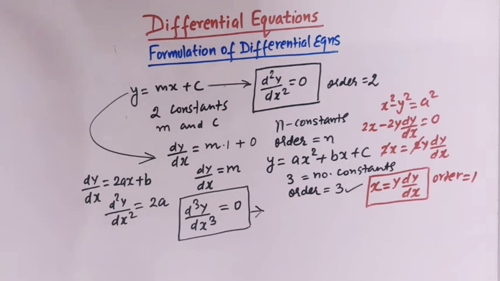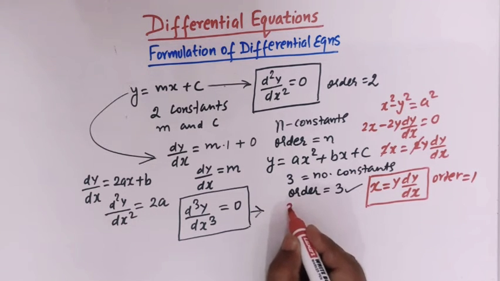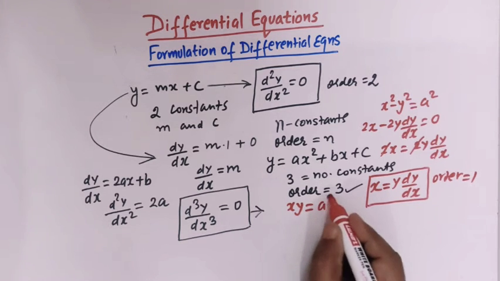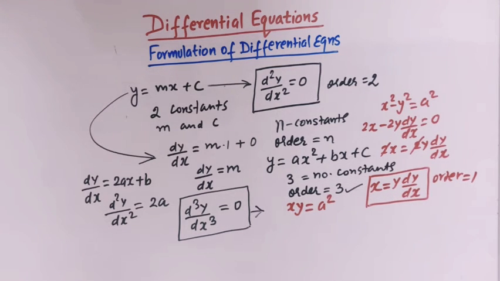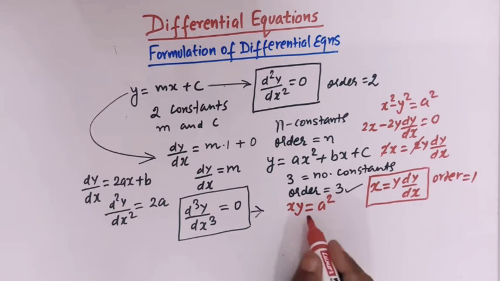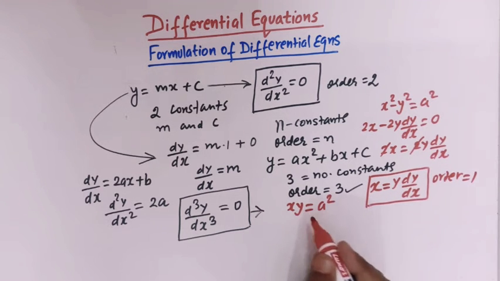Now let us take the family of curves xy is equal to a square, and here a is an arbitrary constant. So here this is the general solution, and we have to find the differential equation corresponding to this equation, right? Here we have only one arbitrary constant, so we have to differentiate it only once.